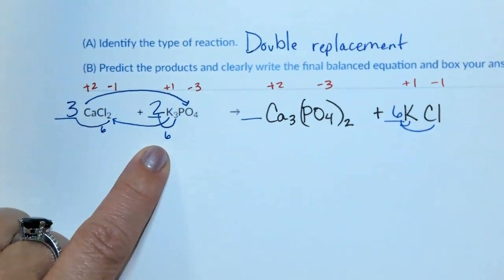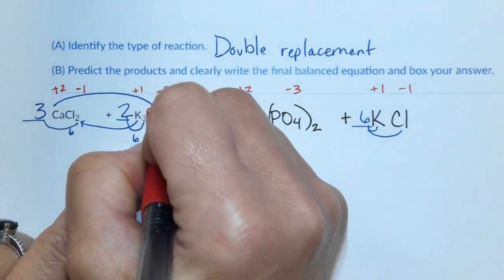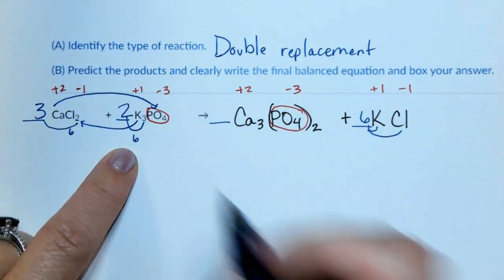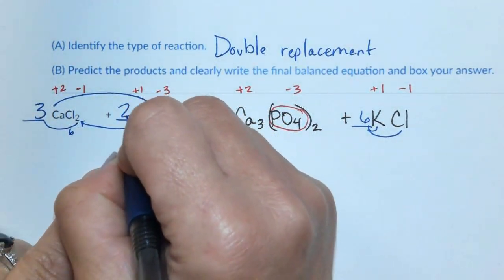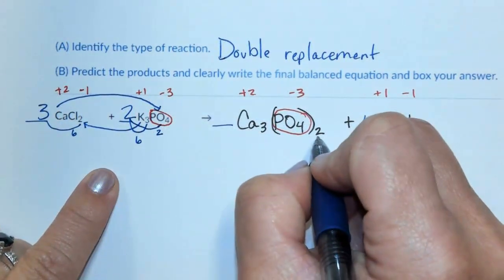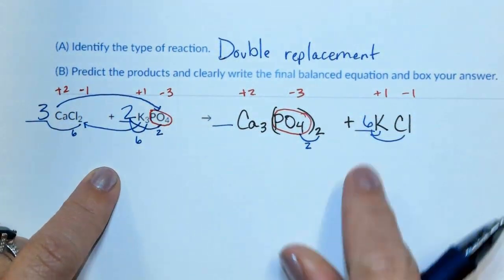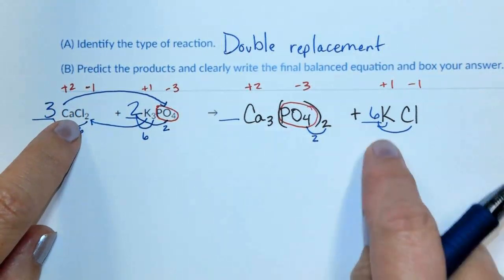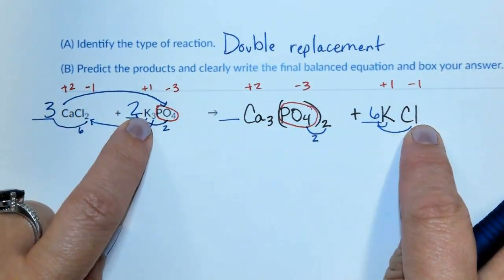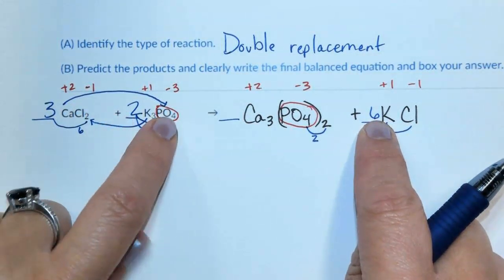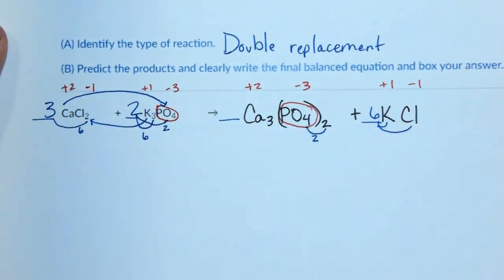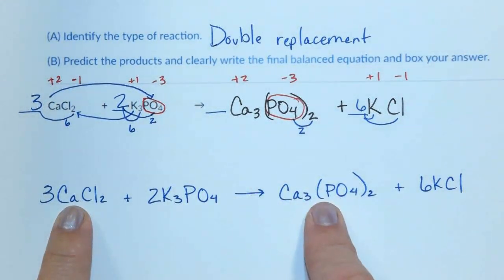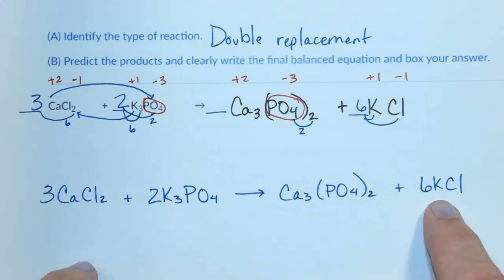And then finally, I want to balance phosphate or PO4 as a bundle. So here I'm going to treat these as a bundle. And I have 2 phosphates here and then 2 phosphates here. So the phosphates are actually balanced. So we have 3 calcium, 6 chloride, 2 times 3 is 6 potassium, 2 phosphates, 2 phosphates. Final answer is 3 calcium chlorides and 2 potassium phosphates yield 1 calcium phosphate and 6 potassium chlorides.